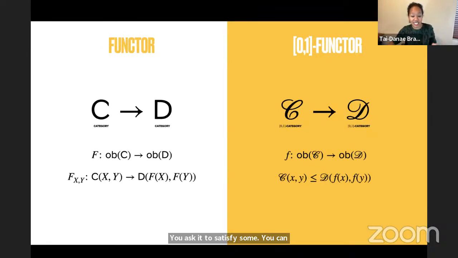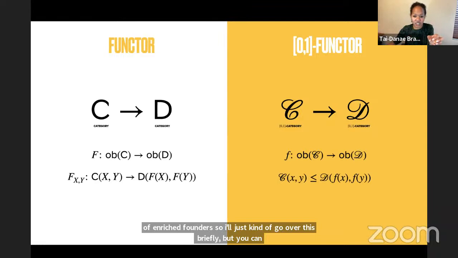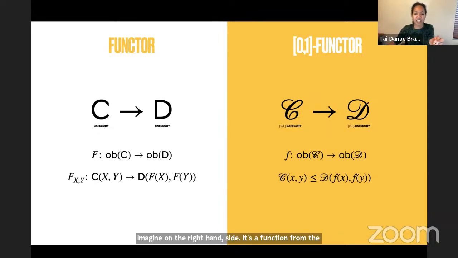Once you have the notion of a category enriched over the unit interval, you can also discuss functors between two such categories, but really it's not a category in the traditional sense, it's an enriched category. So you can make sense of enriched functors. I'll just go over this briefly, but you can imagine on the right-hand side, it's a function from the objects of your first enriched category to the objects of the second that satisfies some inequality that's very reminiscent of what you might have in ordinary category theory.